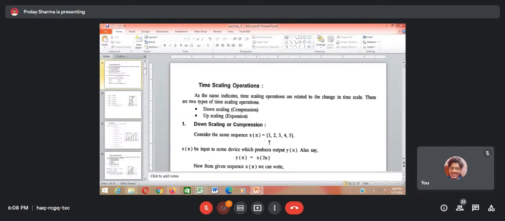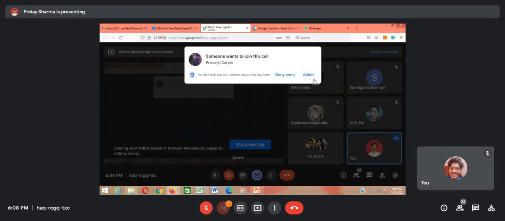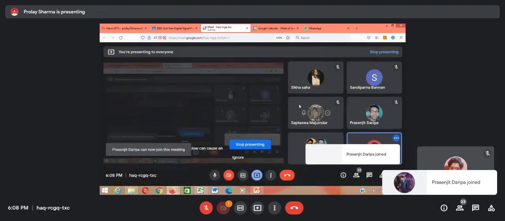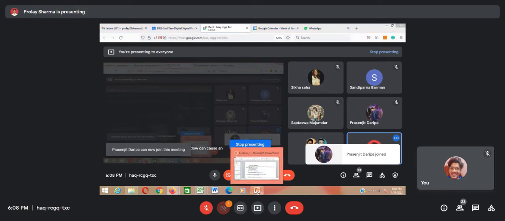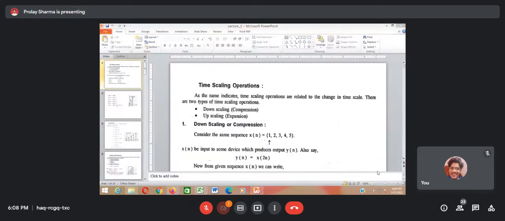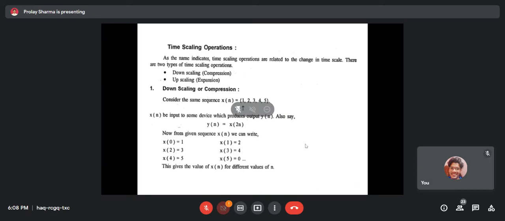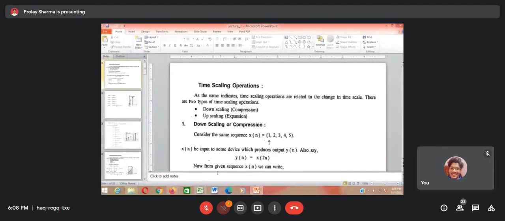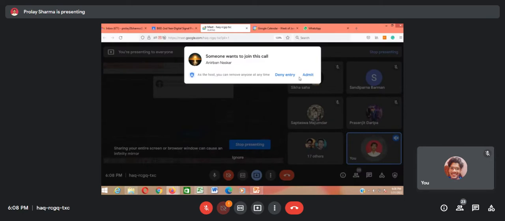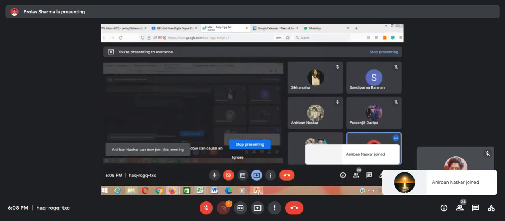So, time scaling means that the operation is related to the change in the time scale of the signal.